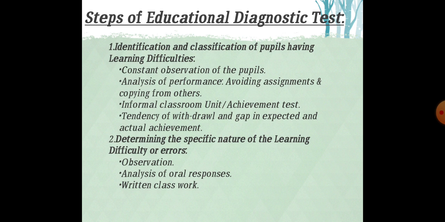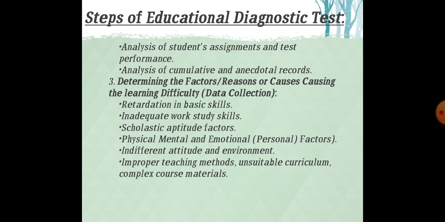Determine the specific nature of the learning difficulty or errors: observation, analysis of oral response, written classwork, analysis of student assignments and test performance, analysis of cumulative and anecdotal records. Second, we analyze the students' written work, because the written work tells much more about the students' level, and we can see by the anecdotal record how much they are progressing in learning.